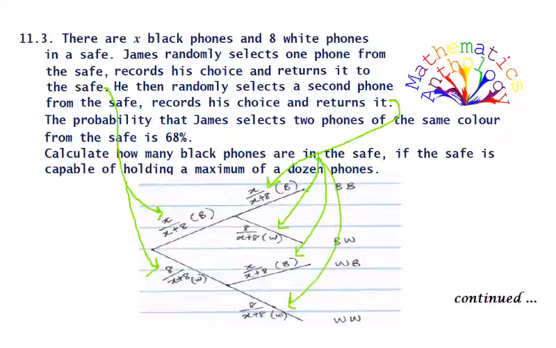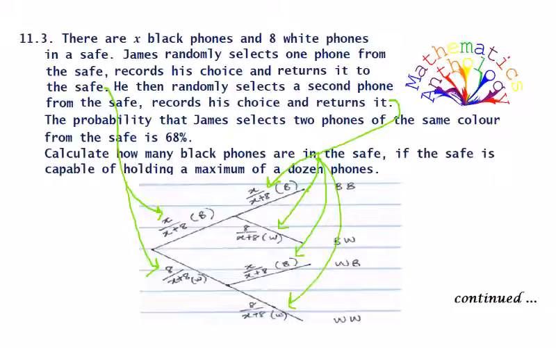But let's say he picked a white phone first, and now we move to the bottom line there. We move along the bottom line. If he picks a black phone now, it's going to be x over x plus 8 there at the bottom. Or if he picks a white phone again at the bottom, it's going to be 8 over x plus 8 at the bottom.